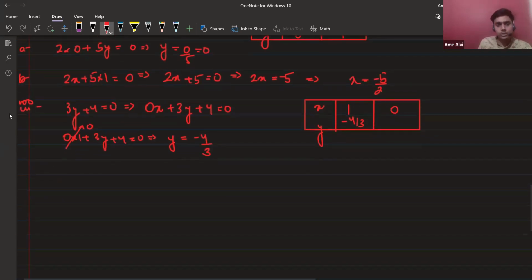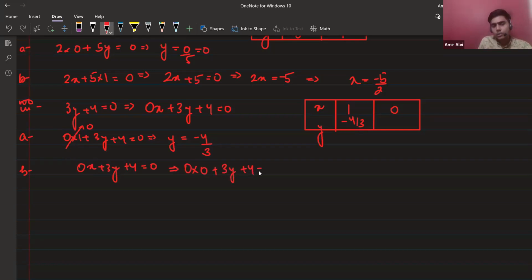Now put x equals to 0. This is a part. This is b part. 0 into 0 plus 3y plus 4 equals to 0. Yes or no? Yes. So 0 into 0 will be 0. So what you will get? 3y plus 4 again equals to 0, which is y equals to minus of 4 by 3. Which means that, is that clear now, Samrat?